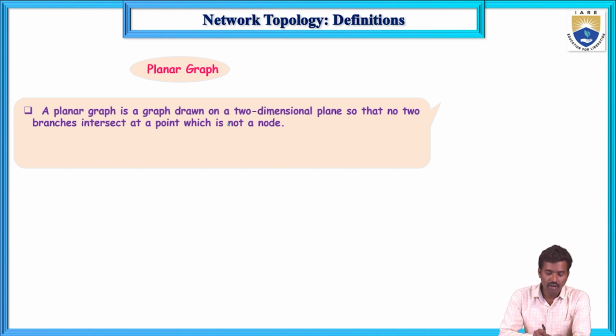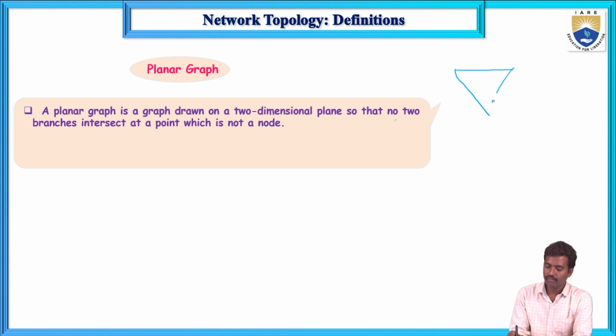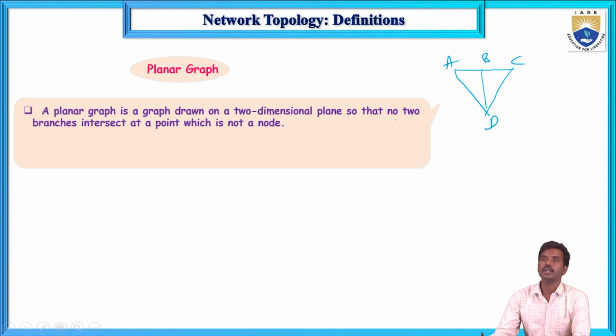A planar graph is a graph drawn on a two-dimensional plane so that no two branches intersect at a point which is not a node. So now here I will draw. I will first tell you the difference between a planar graph and a non-planar graph. This is the graph, A, B, C, and D. This is one graph, a planar graph.